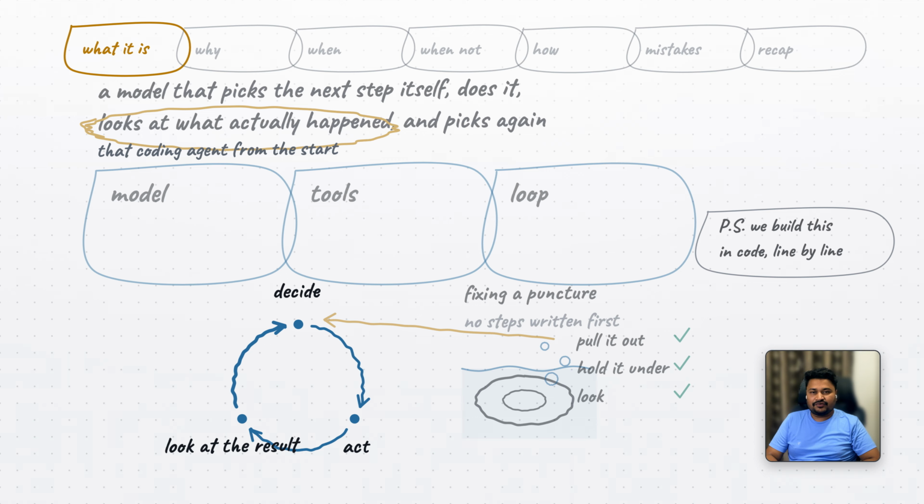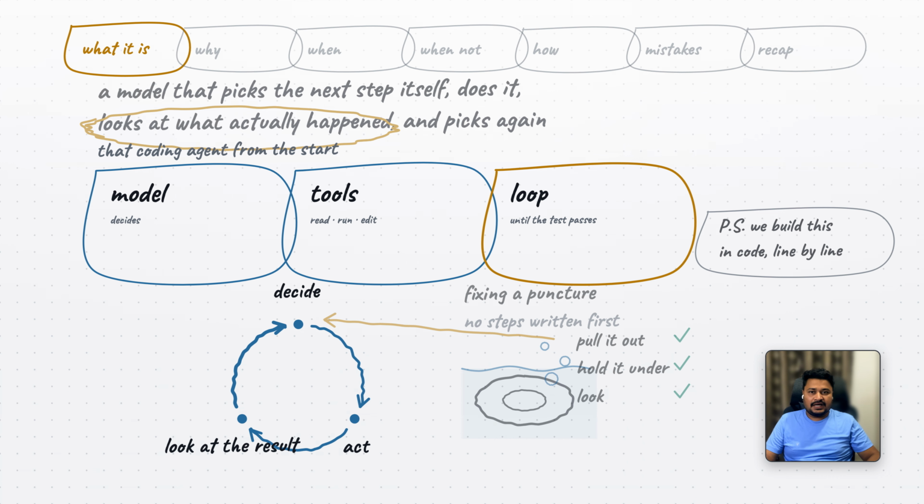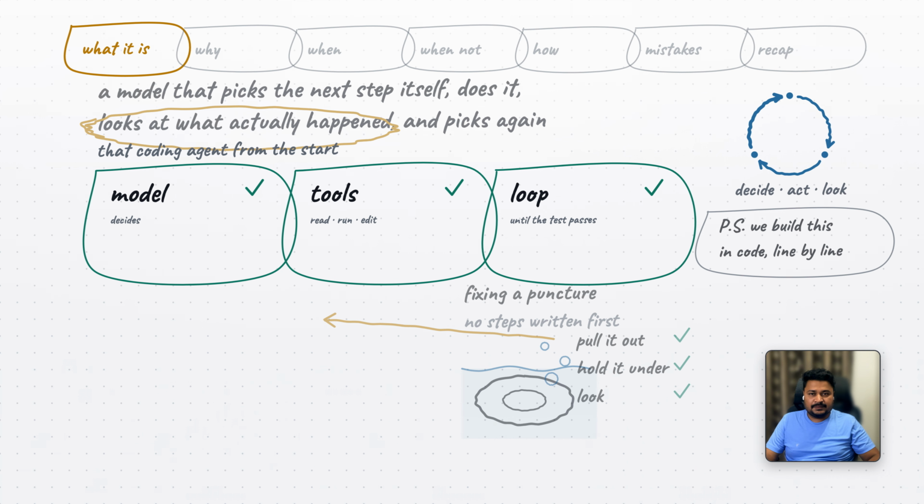That coding agent from the start. The model decides; the tools are read a file, run a command, edit a file; then it stops. The stopping condition is simple: the test passes. Same three pieces.